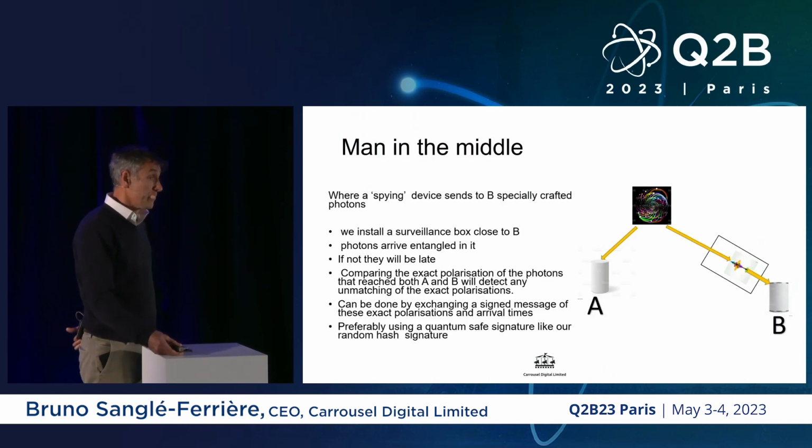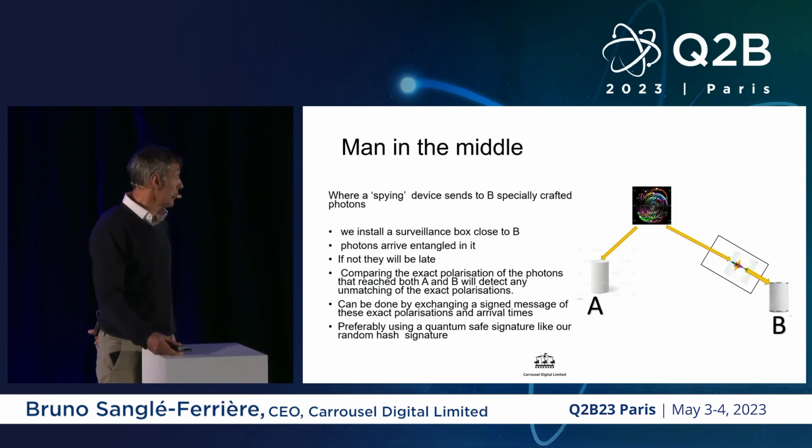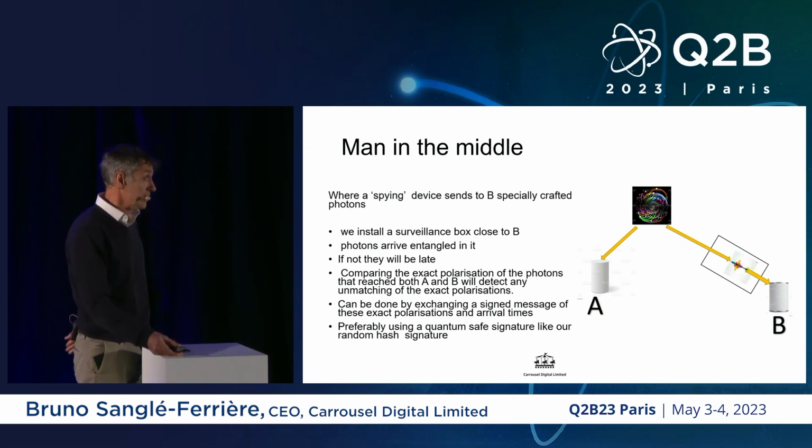Now there's a second issue: what if we have a man in the middle? So here we have another source of photons sending photons to B, because of course it's difficult to know what's happening along the line or over free space. So what we do is that we install a surveillance box close to B, and we make sure that the photons arrive entangled to it. If you see the design, the beginning of the box close to B is closer to the photon emitter than A.